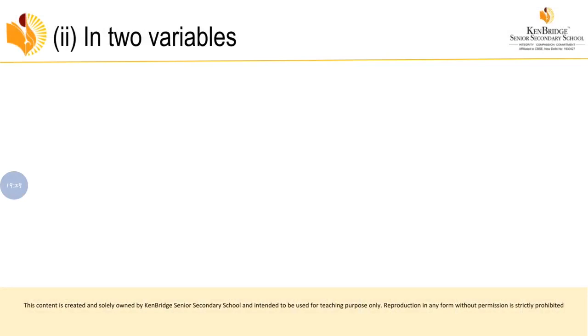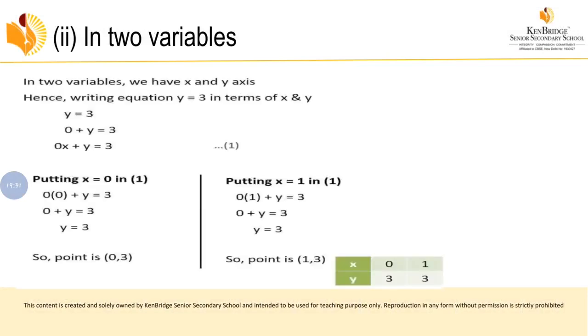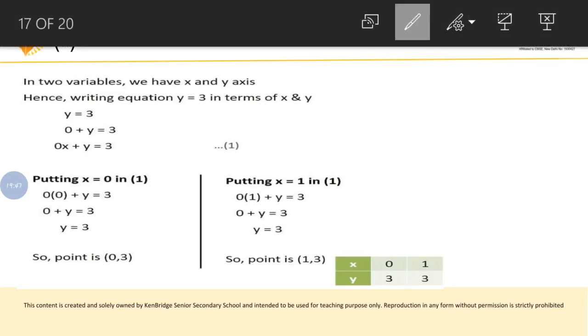2 variables means definitely it will be on the Cartesian plane, right? In the Cartesian plane, if you want to make something, we need 2 variables, but here we have only one variable, that is y. So for making that a 2 variable equation, we have included 0x along with this equation. So this can be written as 0x plus y is equal to 3, and for plotting the graph we need points. So we imagine x is equal to 0 and x is equal to 1.